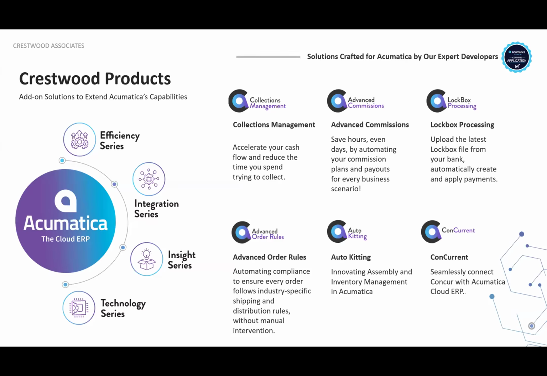But as many of you may know, we have a number of Crestwood products available. The Efficiency Series helps organizations reduce manual steps across Acumatica. It includes tools for collections, commissions, lockbox processing, order rules, master record approval, auto kitting, and now AR powered by AI. Each product is shaped by real client requirements and developed by Acumatica certified experts.